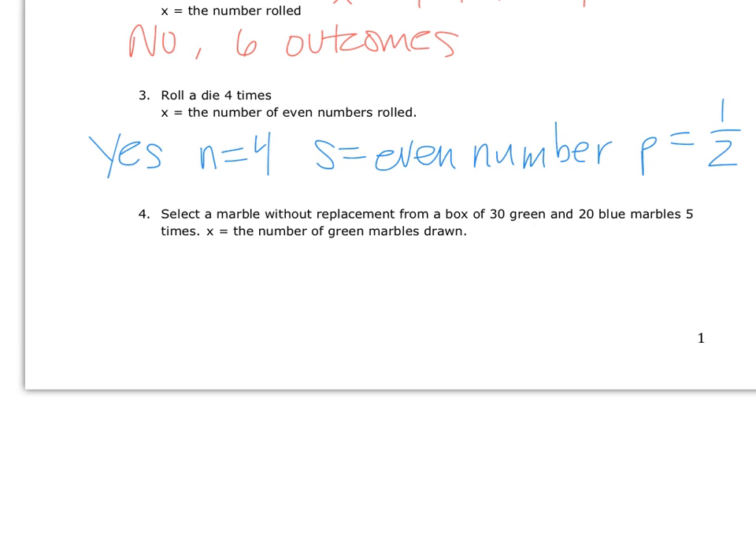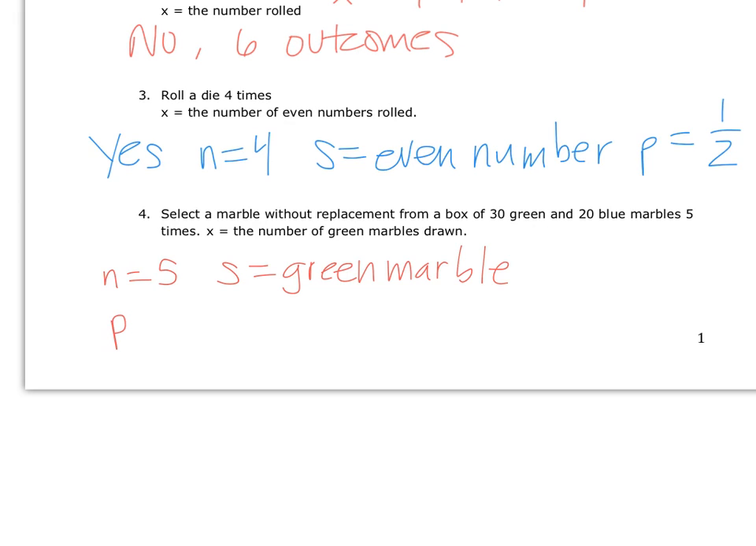Okay, so let's go through and think about identifying the different characteristics. So what would n be here? Well, we select 5 marbles, so we were repeating that trial of selecting a marble 5 times. And the success is getting a green marble, because that's what X is counting. Okay, now we've identified those two things.